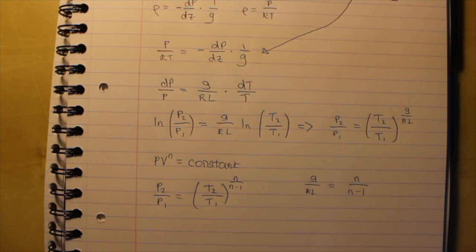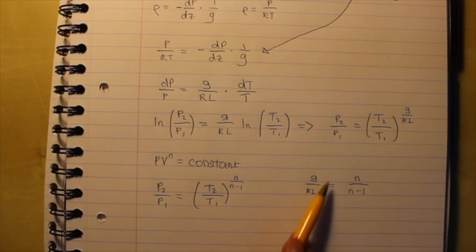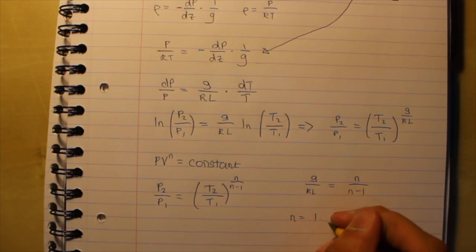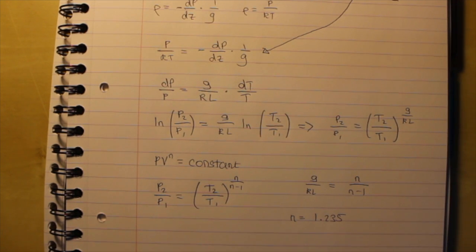And then using our standard values where g is 9.81, R is 287.3, and L is 0.0065, n actually comes out as 1.235. And this is great because it means that if we know the starting pressure and the starting temperature, we can find out the other two. We can find out the new temperature and pressure, which makes life so much easier for aeronautical engineers.